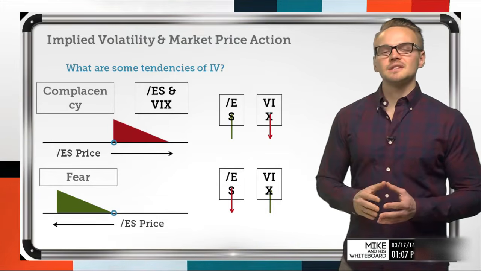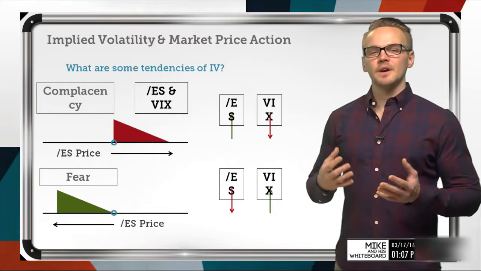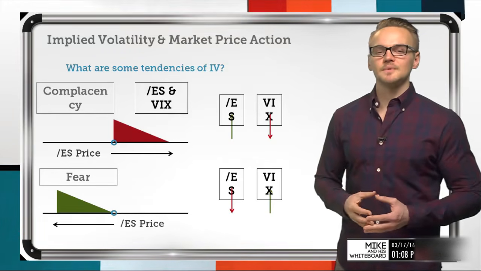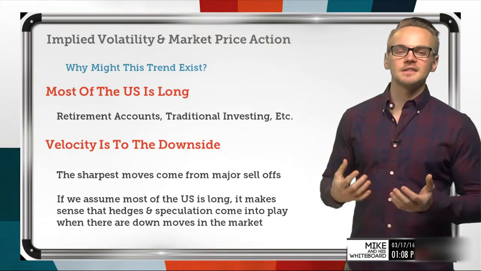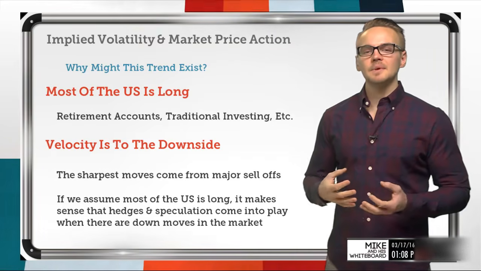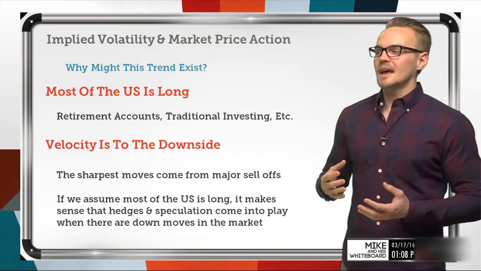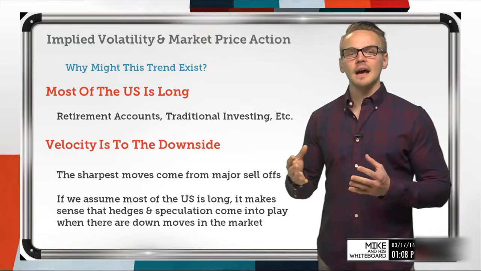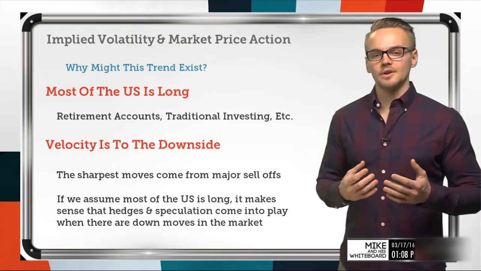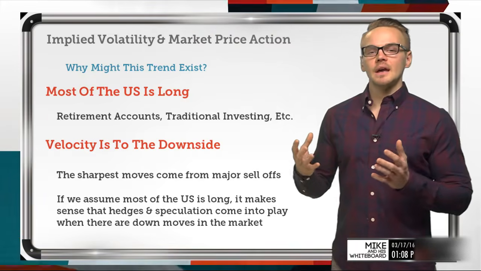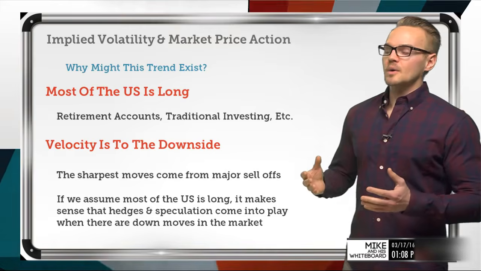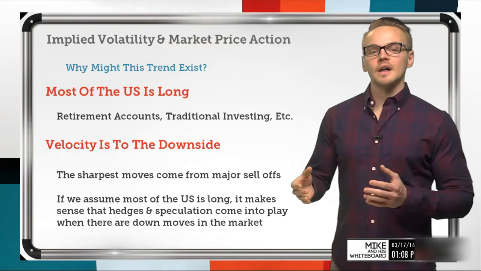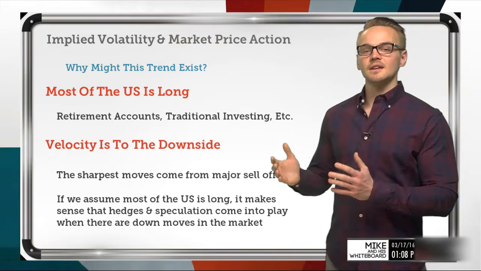So what are some reasons for that? There's plenty of reasons for that, but there are a few that tend to stand out. So on the next slide, we're going to break those down for you. The very first one is to realize that most of the US is long. And when I say long, I mean a lot of traditional investing and a lot of retirement accounts are not allowed to be short stock or short underlying. So when we're looking at being long in the US, most of the US I would say is long. They're going to be long stock, long underlyings, and benefit from the prices increasing.